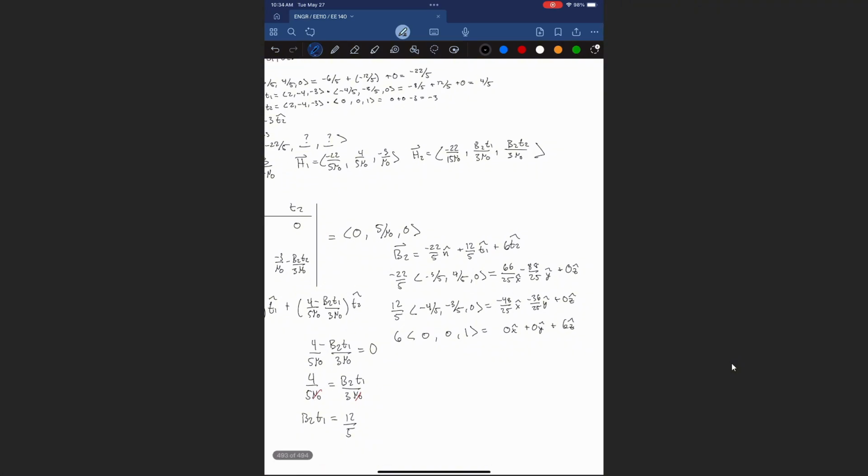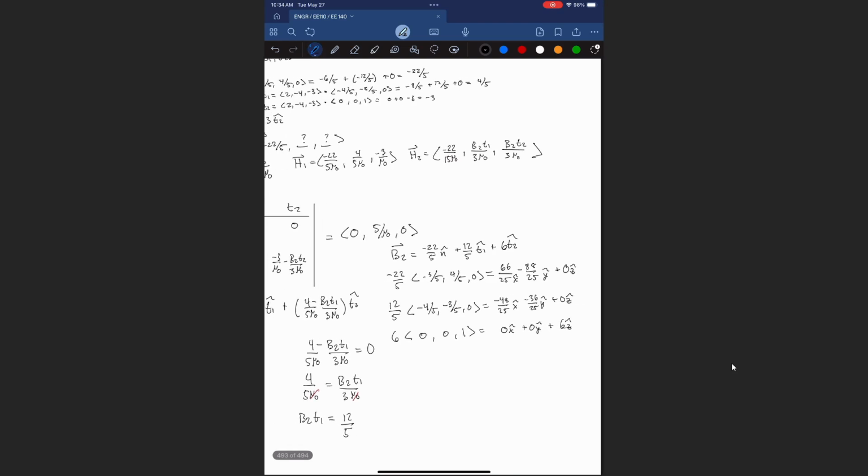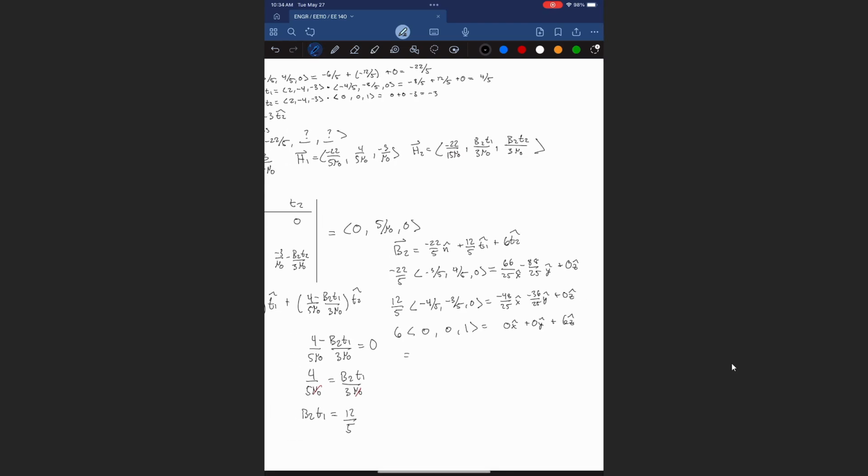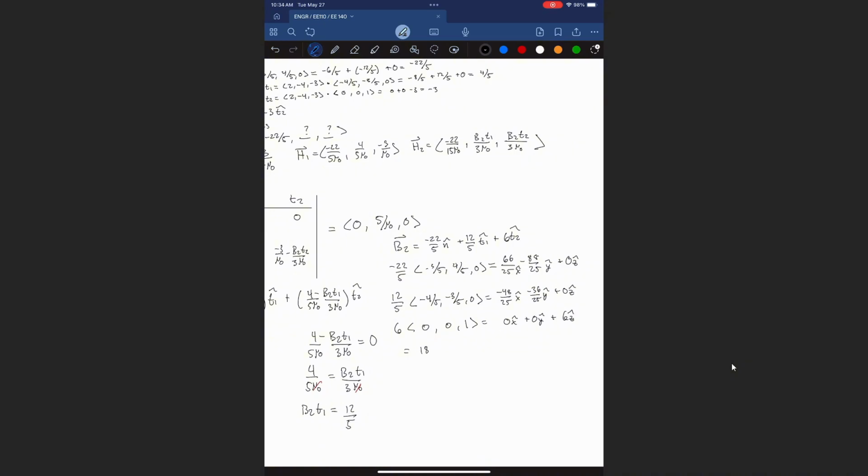And then adding them all together, we get the final answer of 18 over 25 x hat minus 124 over 25 y hat plus 6 z hat. And that is our final answer.